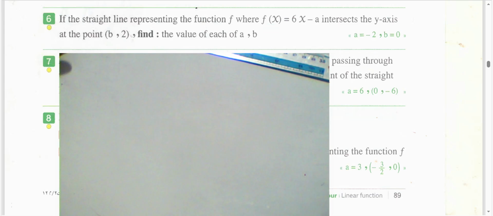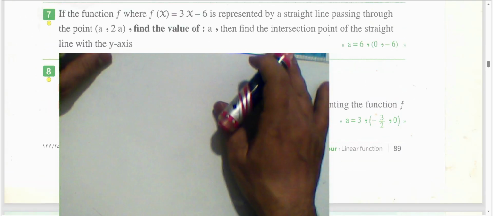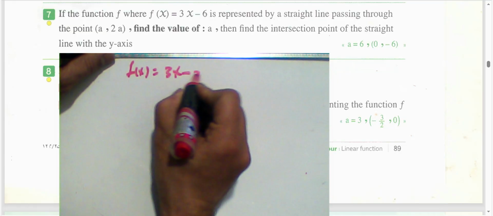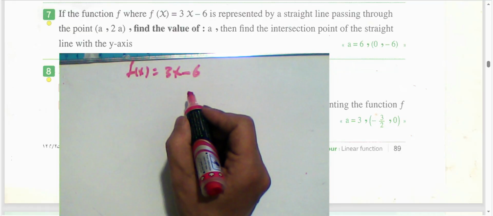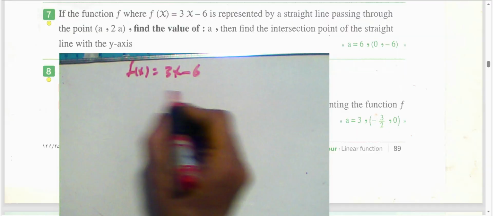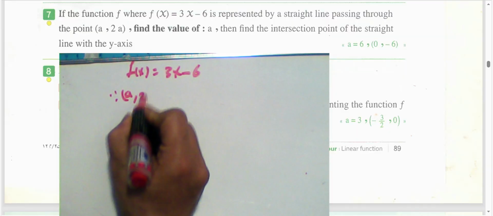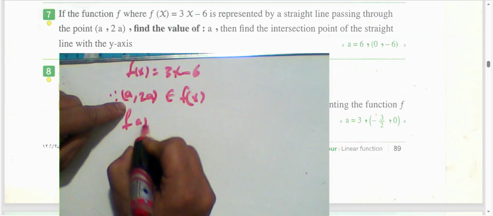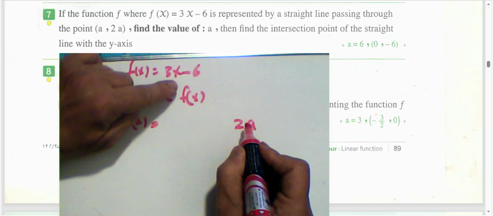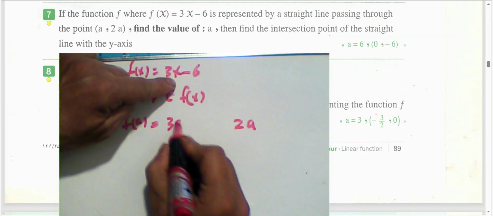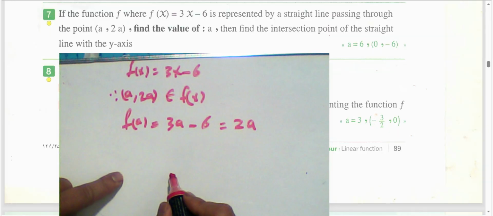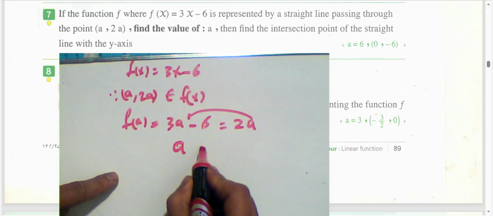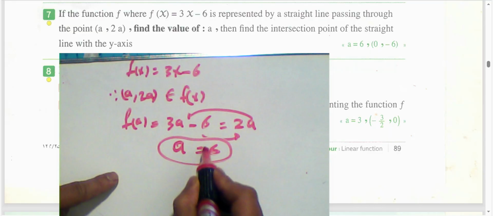Next question number 7. The function f of x equals 3x minus 6 and represented graphically passing through the point a and 2a. Such that a and 2a belongs to the function, it means it satisfies. Then f of a will be equal to 2a. Put the value of x equal a. Okay, then we have 3a minus 6 equal to 2a. Move here 2a, 3a minus 2a equal 6, and move negative 6 will be 6. Then the value of a will be 6.